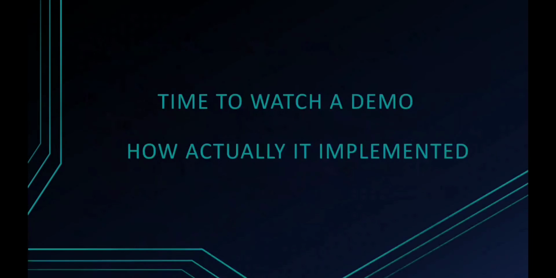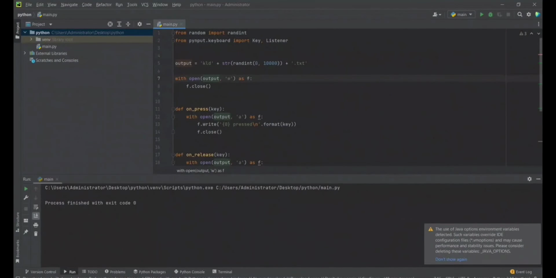Now it's time to watch a demo of how it is actually implemented. You know that a keylogger is a malware program that sits in the background of a user's computer and records what the user types on the keyboard. So an attacker will go to the victim's computer, put a keylogger on the computer somehow, and then that keylogger will just record what the user types. Let's see.